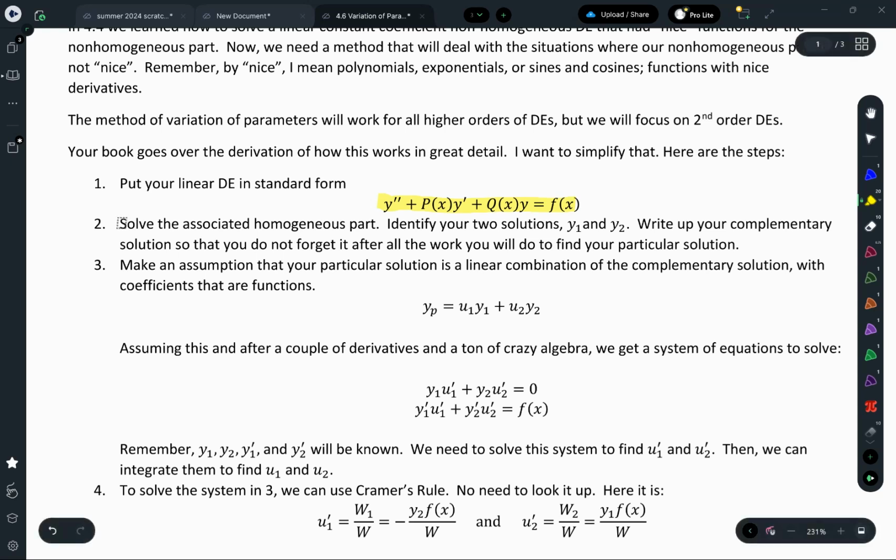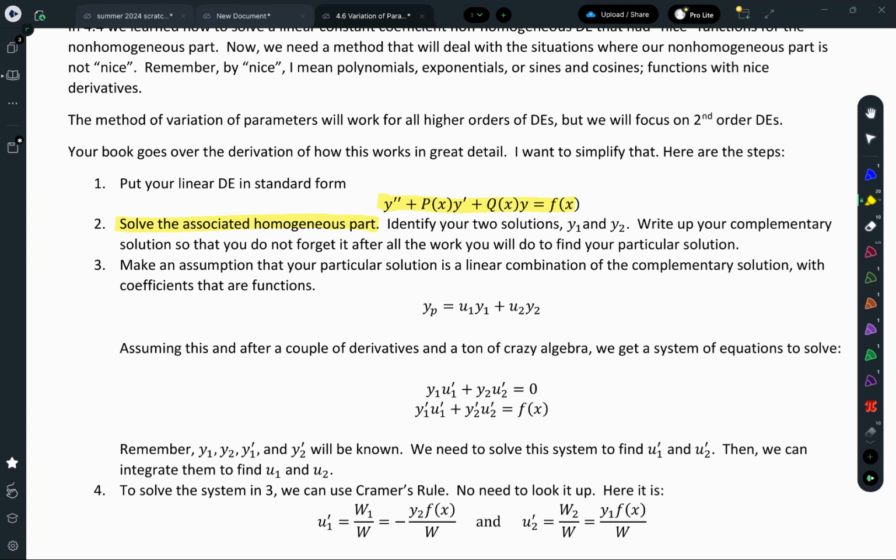So the first thing we'll have to do is the same as we did with the method of undetermined coefficients. We will solve the associated homogeneous part using the processes that we learned in the previous sections. Once we've identified our two solutions, because we're working with second order, we should expect two solutions, we will write up the complementary solution and then make sure we don't forget about it, all right? And then we'll work on finding our particular solution.